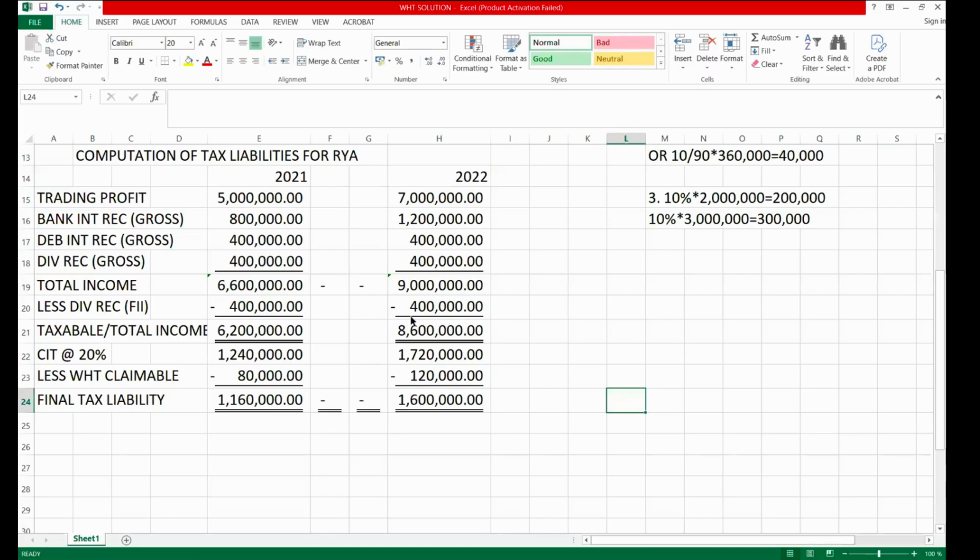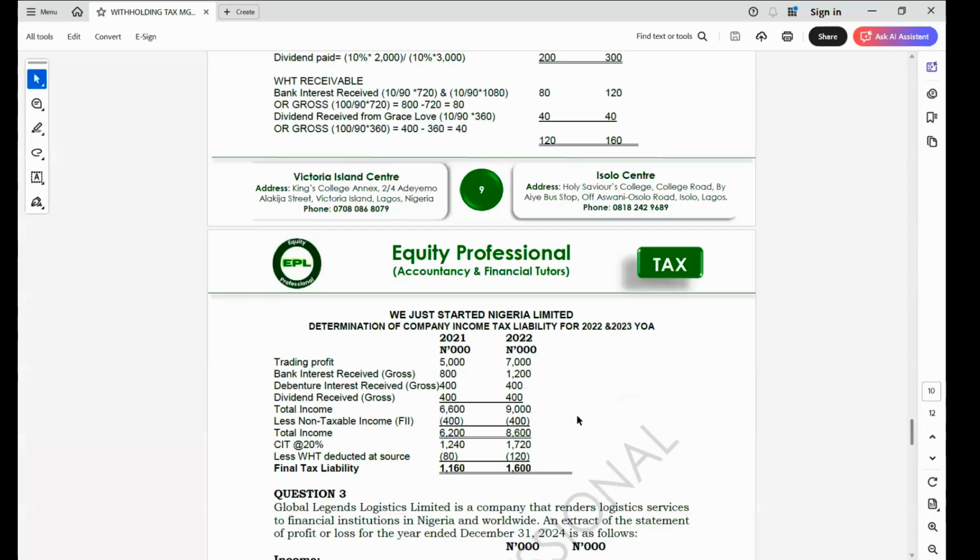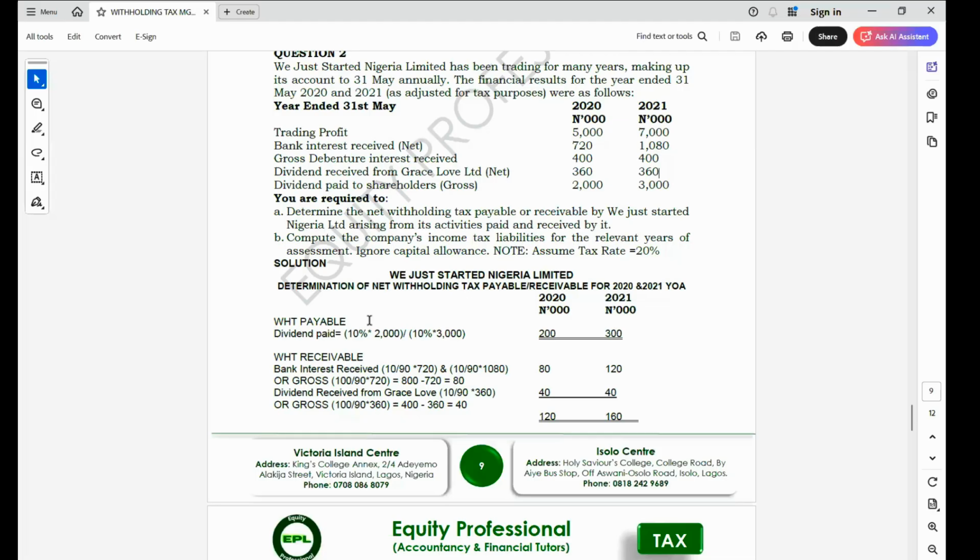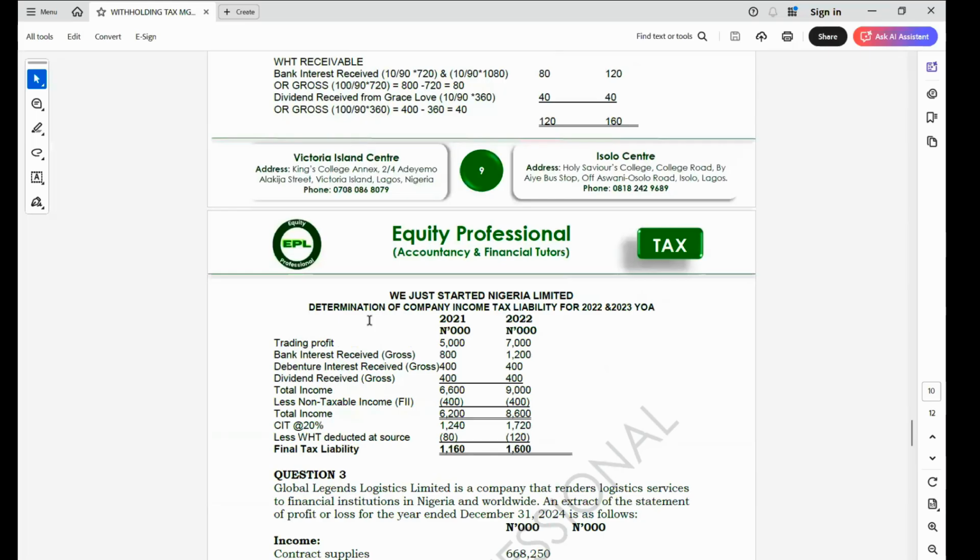So you can see the solution is also in the material. We have the withholding tax payable and the one for receivable or claimable. Then we also have the tax liability. That liability will be on a preceding year basis. That is the computation of the withholding tax. So any question on the computation?